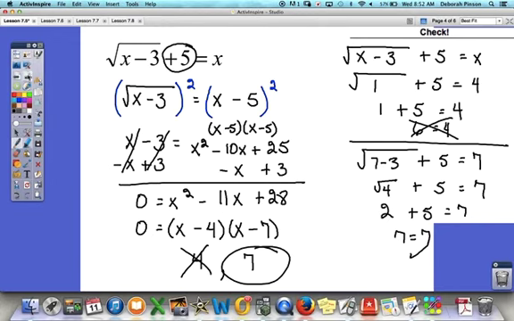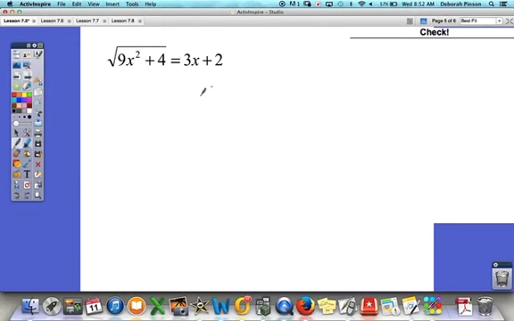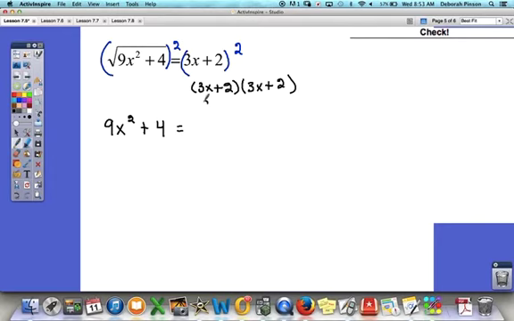All right, we're going to do two more. So here's our next one. I already have the square root by itself, so I'm going to go ahead and square both sides. So I end up with 9x squared plus 4. And then on this side, I need to square the 3x plus 2. So go through and FOIL that together. So I'll have 9x squared plus 6x plus 6x plus 4, or 9x squared plus 12x plus 4.